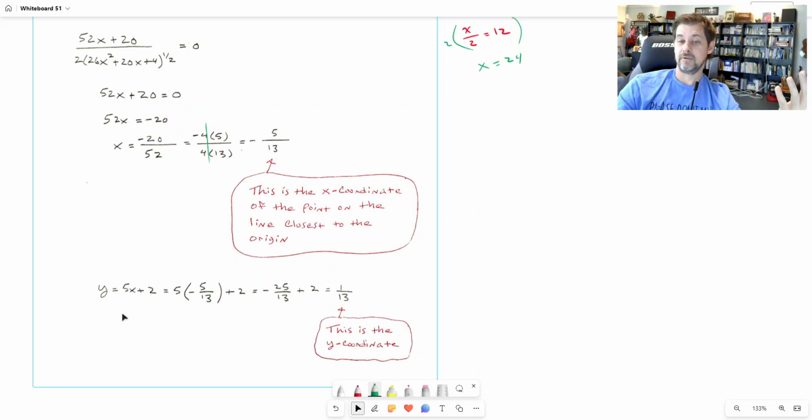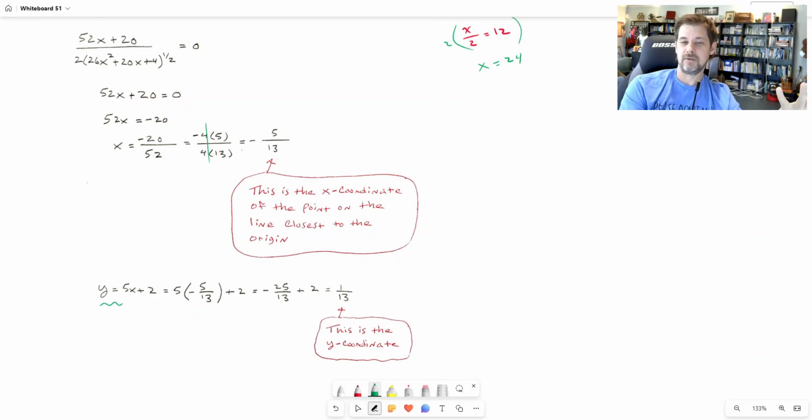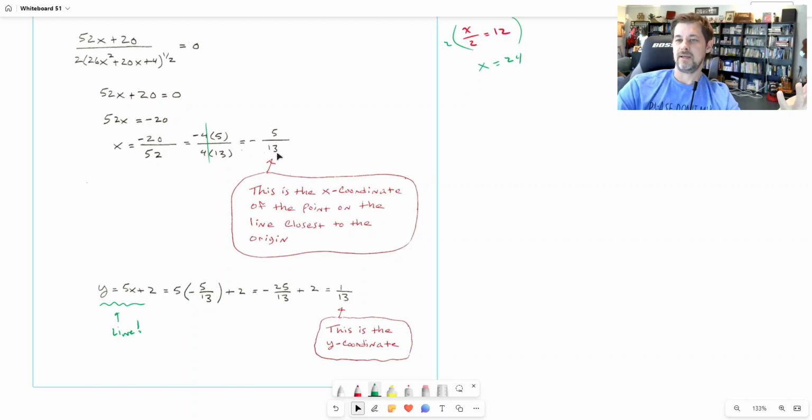But the original equation, the line that we were dealing with, when we started the question, you have this line y equals 5x plus 2. Well, that's what you're working with. So use that. I take my x coordinate, which I know, I put it in there for x, and I do some calculating, and I find y.